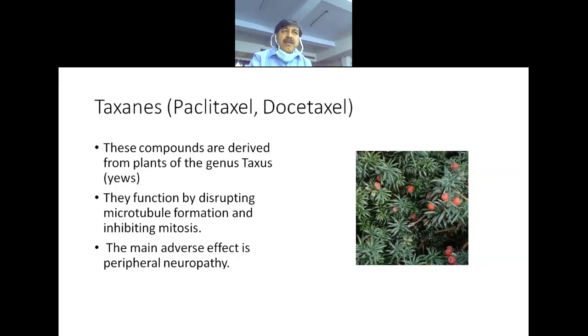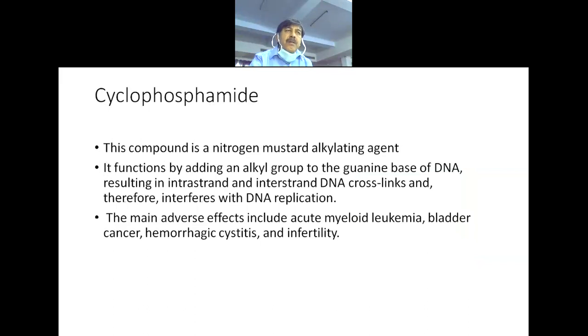Taxanes are compounds derived from the yew plants, and they act on the cancer cells by inhibiting mitosis. The main side effect is peripheral neuropathy. Cyclophosphamide is an alkylating agent, and it interferes with DNA replication. The main side effects are myeloid leukemia, bladder cancer, hemorrhagic cystitis, and infertility.